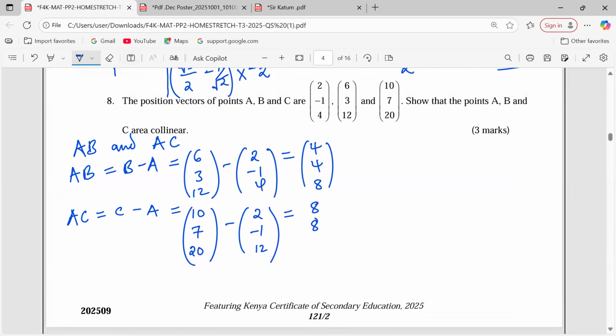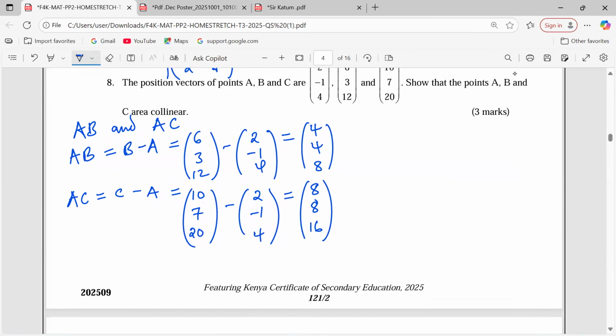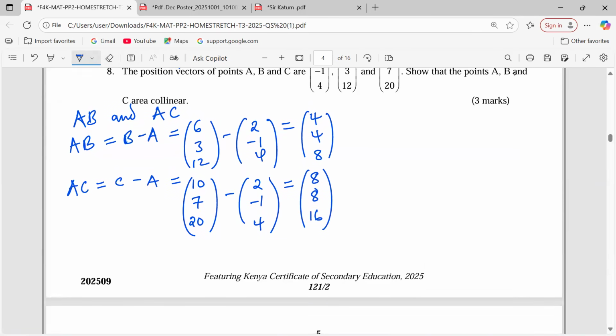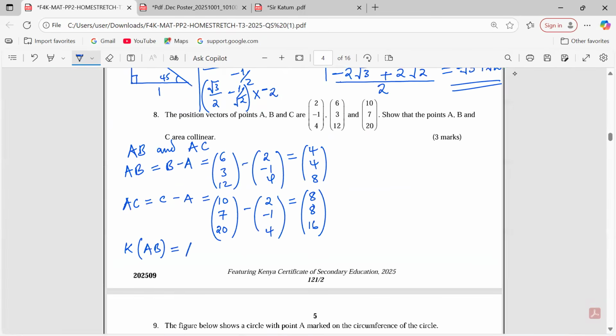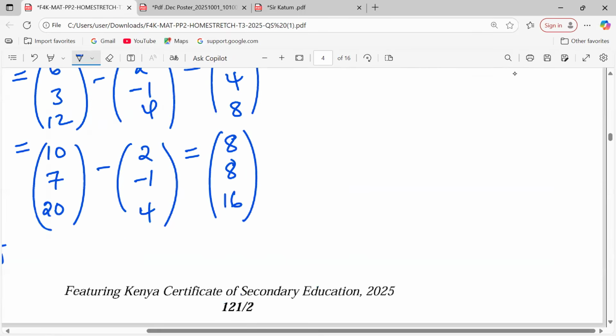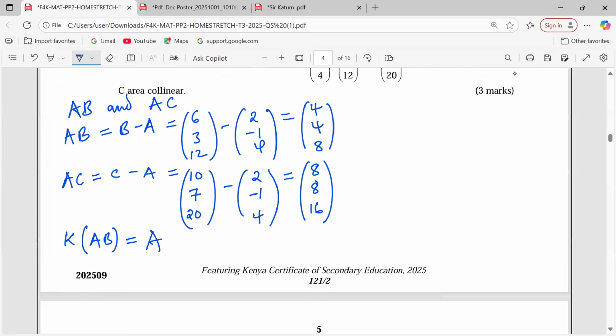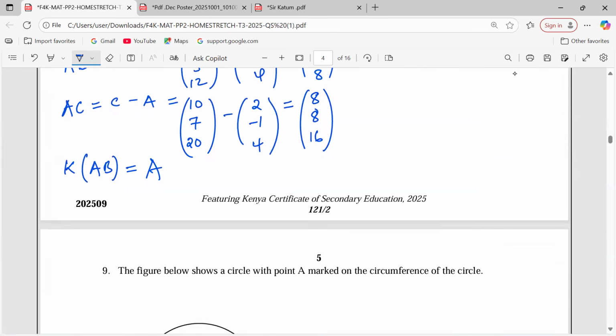No, the position vector of A should be 4 and 16, like that. So we have vector AB and vector AC. Now we check whether a constant multiplying AB shall give us AC. So we check whether there is a common factor that multiplies one vector to give us the other, so that we may say that they are parallel to one another.